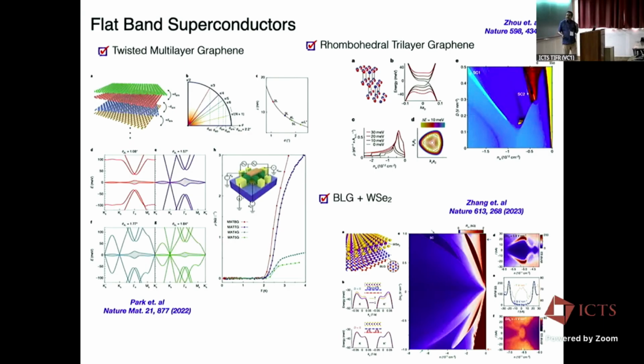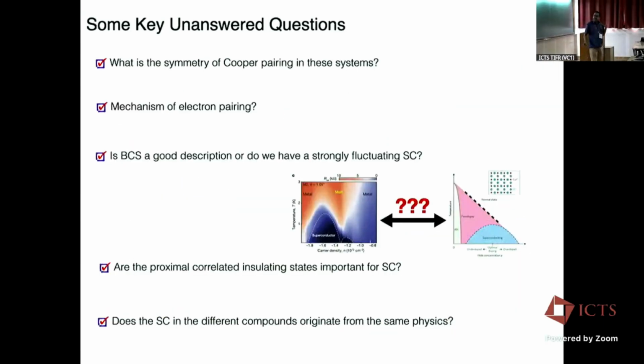Okay, so now some key unanswered questions. There are many, but focusing on the superconducting phase, one of the key unanswered questions is what is the symmetry of the Cooper pairing in these systems? There are some hints, but there is no smoking gun evidence for what the symmetry of the Cooper pairing is. And the symmetry, of course, often dictates the mechanisms you would think about for how the Cooper pairing arises. So mechanism and symmetry are not one-to-one, but they are related and would influence one another.